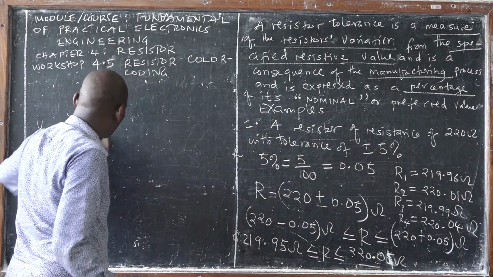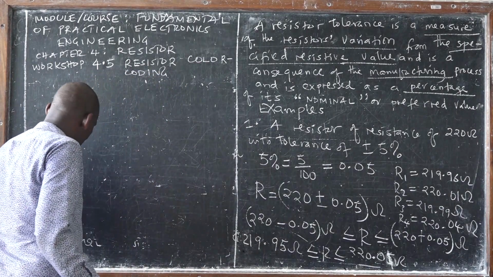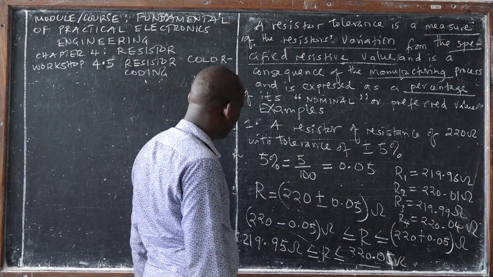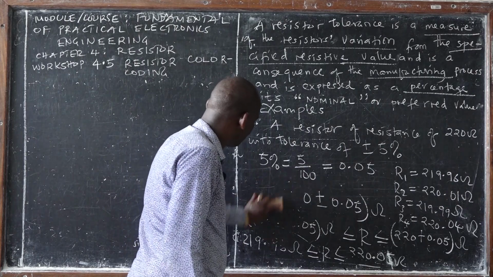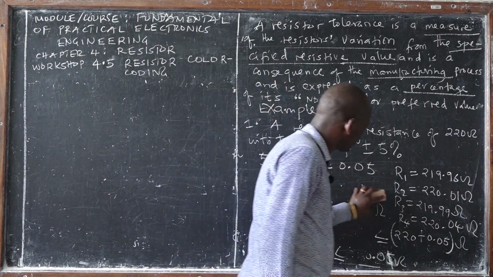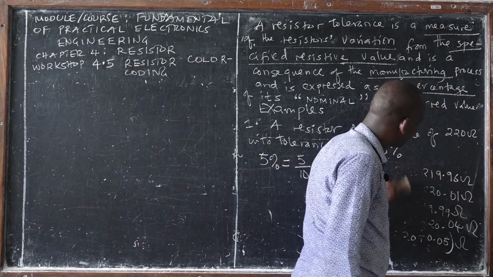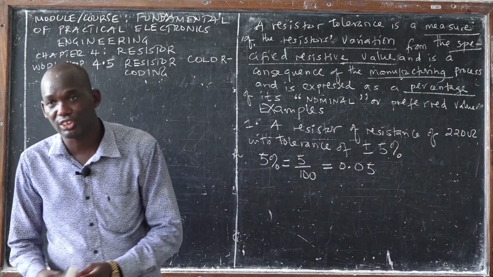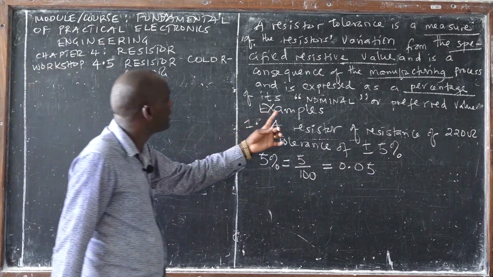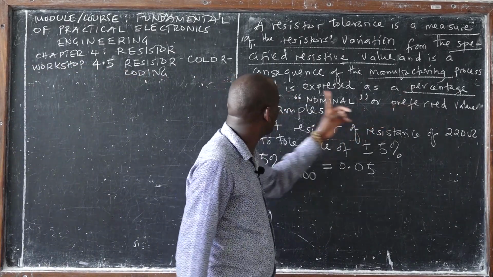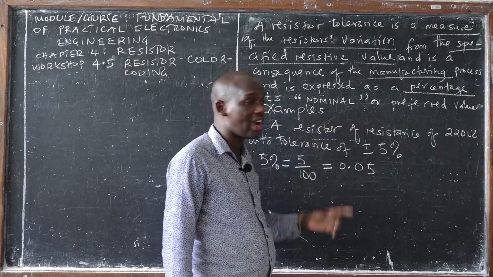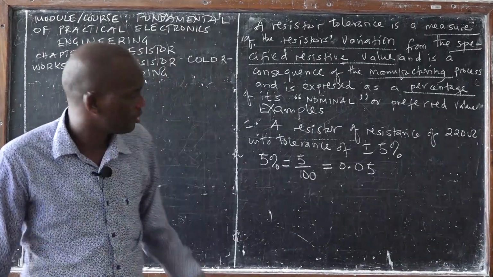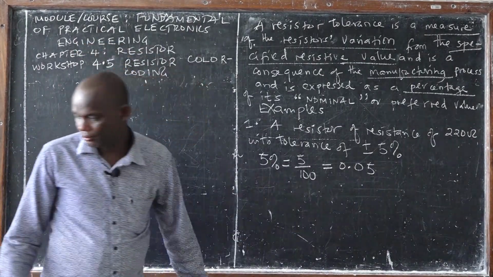Oh, I made a mistake. I made a mistake there on that tolerance. I'm sorry. Let me correct that mistake. I deviated from the truth of the definition. Remember, the definition said that it is expressed as a percentage of its nominal or preferred value. That's why I was wondering why this error is very small. So the mistake I made is this one.